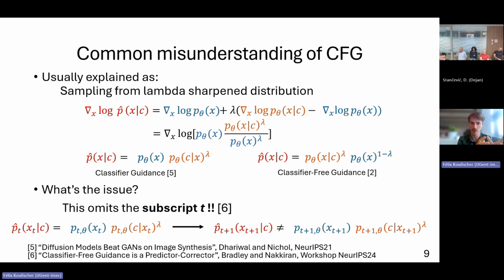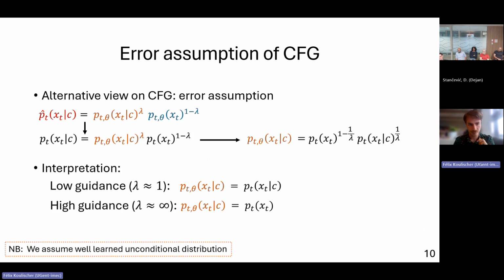You're really not sampling from this lambda sharpened distribution. What you're doing is, at the marginal level, reinforcing the conditioning signal through this contrastive objective. That's what you're doing, but you're not at all trying to sample from that distribution. That's not the point. Okay, so that was the small intermezzo.